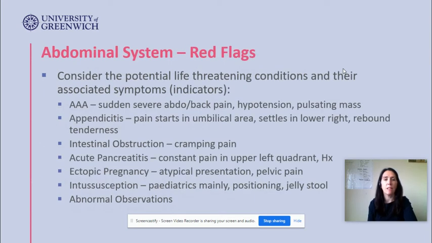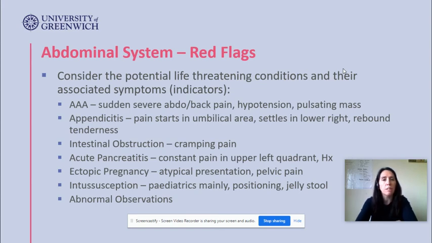Okay, so the red flags of the abdominal system. I want you to take a moment and think about them. Try and think about what kind of conditions might be associated with them. Now, don't forget that a red flag is a complete warning sign that something quite sinister could be wrong.